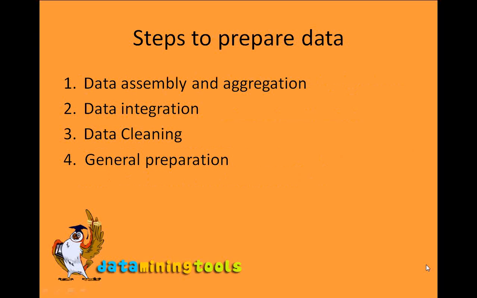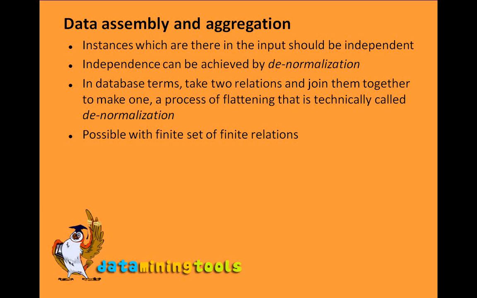Now we will look at 4 steps of pre-processing which we need to perform on our data to make it suitable. The 4 steps are data assembly and aggregation, data integration, data cleaning, and general preparation. The first step is data assembly and aggregation. According to this, the instances in the input should be independent. This independence can be achieved by a technique called denormalization. In terms of a database, denormalization is nothing more than joining two or more relations to produce a single relation. Denormalization is possible with finite sets of finite relations.